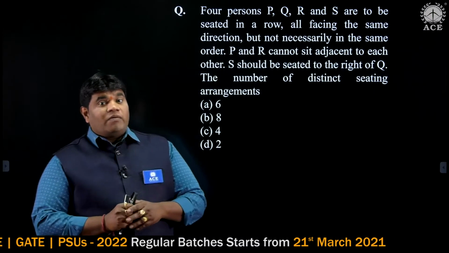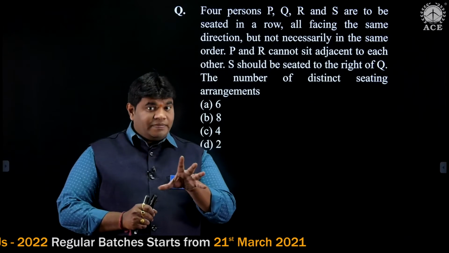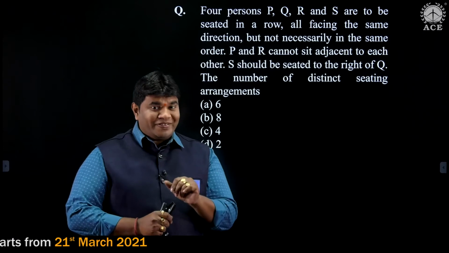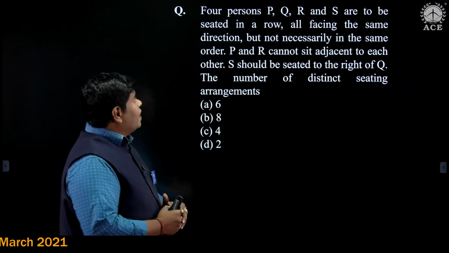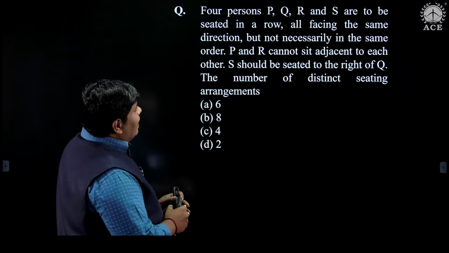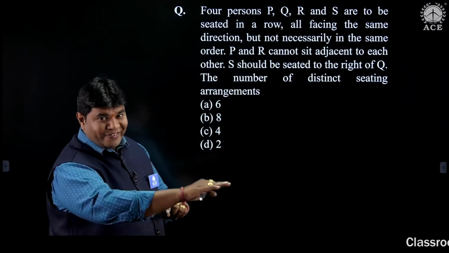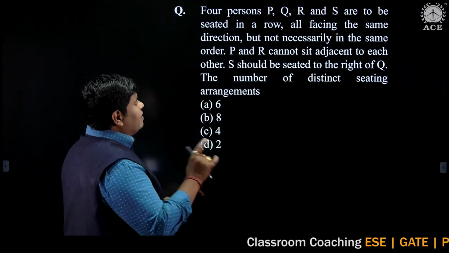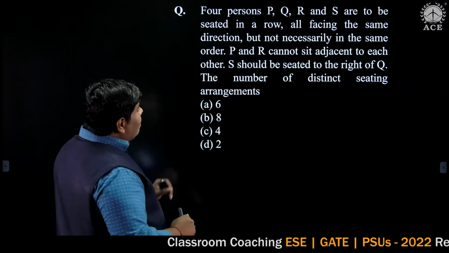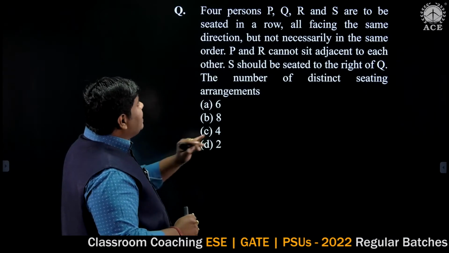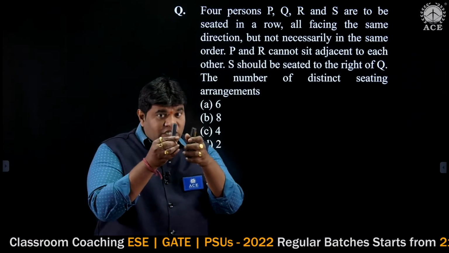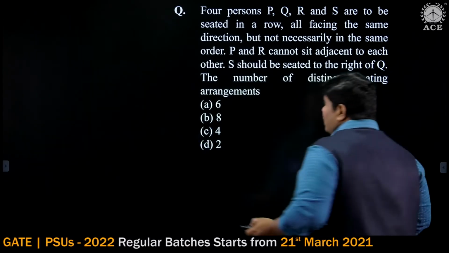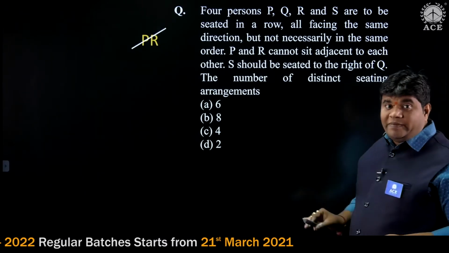Okay students, second one. This problem belongs to the permutation and combination, probability, arrangement concept. Almost 4 papers given, same concept. Observe. 4 persons P, Q, R and S are to be seated in a row, all facing the same direction but not necessarily in the same order. Next, P and R cannot sit adjacent to each other. So P and R are not sitting side by side.